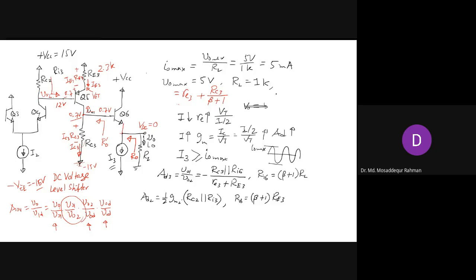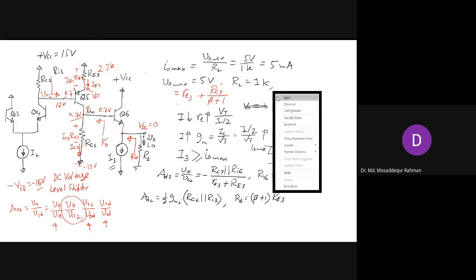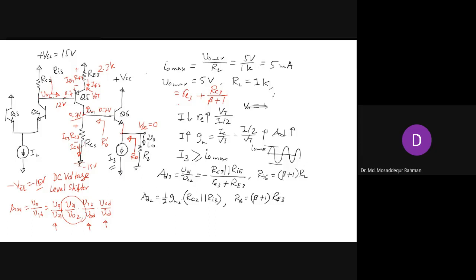So what we see is that your I3 has to be greater than or equal to 5 milliampere. It has to be at least 5 milliampere. Otherwise, it will not be able to supply the required load current, right? So the bias current has to be at least equal to or greater than the current that the load demands. Otherwise, it will not be able to supply that current and it will go into cutoff mode.